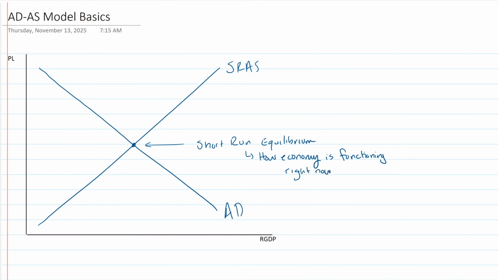And just like a normal equilibrium point, we are going to see that it intersects on the x-axis with a level of real GDP that we can abbreviate as YE, and it's going to intersect on the y-axis with a price level that we will call price level E, or price level equilibrium. So the most basic starting point is we draw our short run equilibrium and we say this is what the economy is doing. It's producing this much output and it's doing so at this price level.